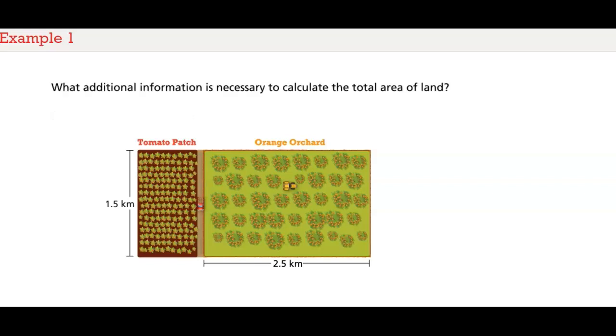Let's think about what information we're missing. What additional information is necessary to calculate the total area of land? We need to find the unknown quantity in the problem, the width of the tomato patch. We can designate this with a variable. We'll choose t.